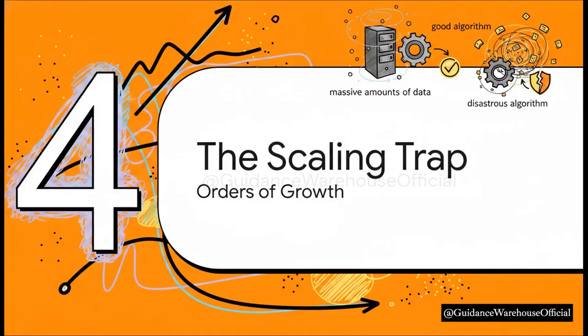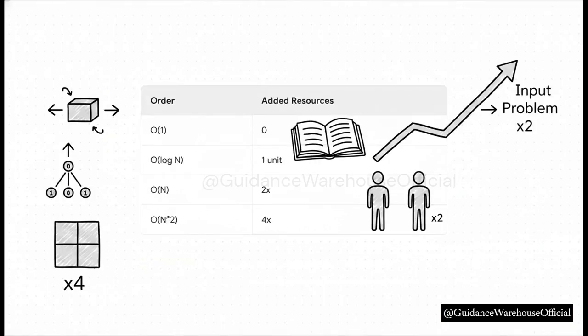All right, Section 4, Comparing Orders of Growth, or the Scaling Trap. The absolutely crucial point here is understanding how drastically different these formulas behave when we throw massive amounts of data at them. Let's look at what happens when the input is simply doubled. If your code is O(1), constant, doubling the input requires 0 additional resources. It is completely flat. If it's O(log n), logarithmic, like our tearing the dictionary in half method, doubling a massive data set only adds exactly 1 additional resource unit, 1 single extra step.